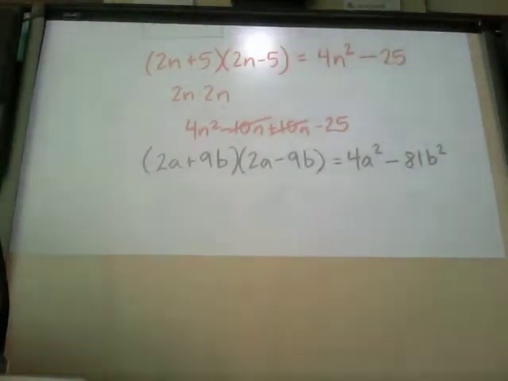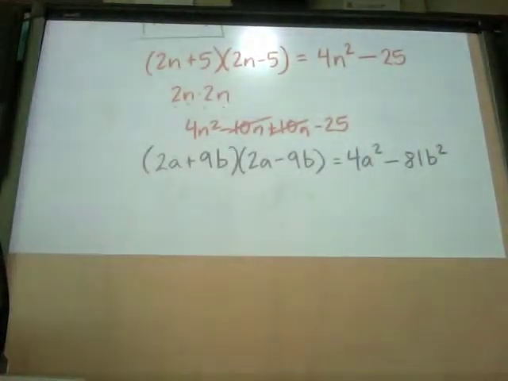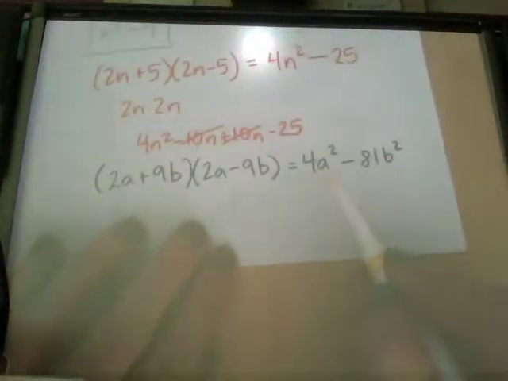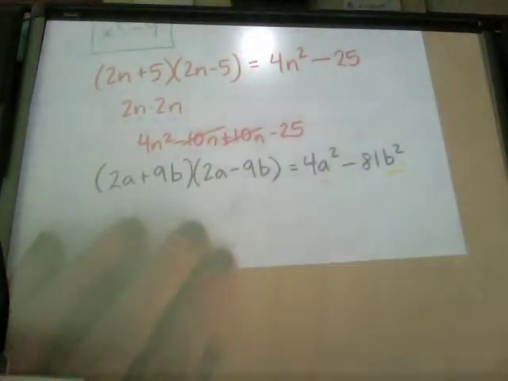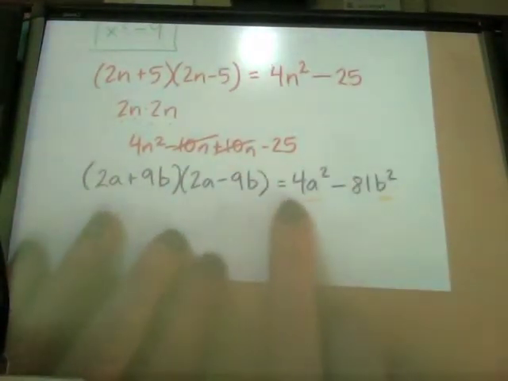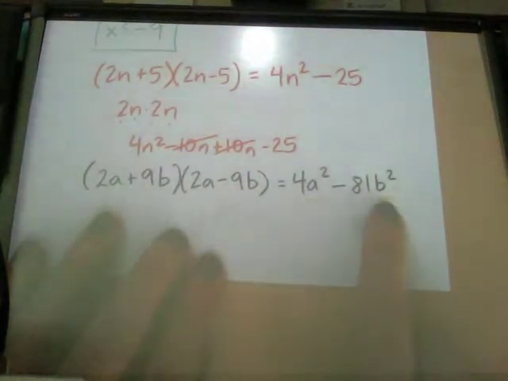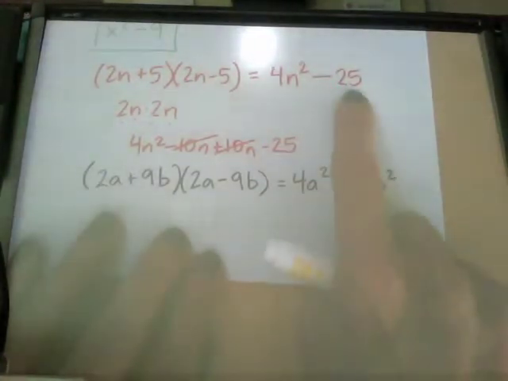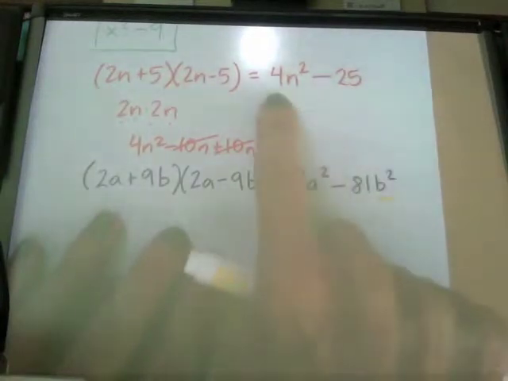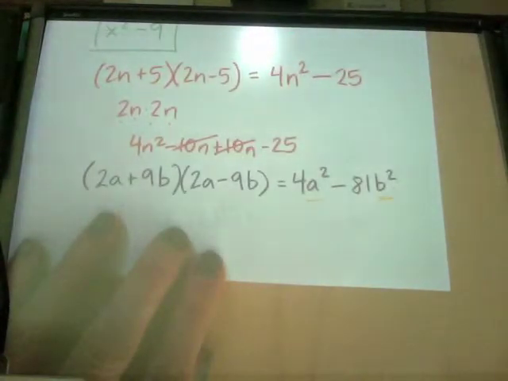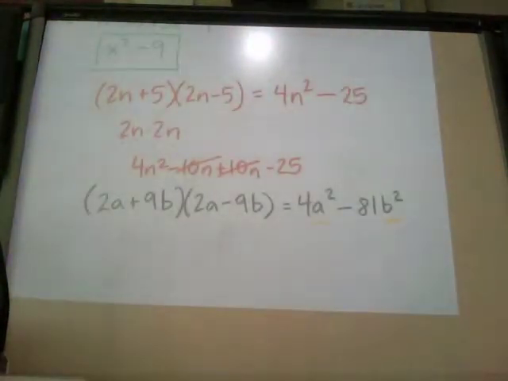Now, notice what happens in our answers here. All of the variables are a perfect square. A squared is the perfect square of a times a. B squared is the perfect square of b times b. All the numbers are perfect squares. 81 is the perfect square of 9 times 9. 25 is the perfect square of 5 times 5. 4 is the perfect square of 2 times 2. They are all perfect squares.